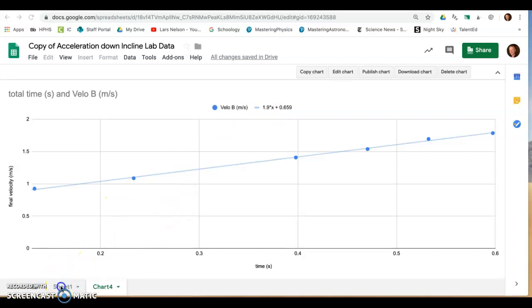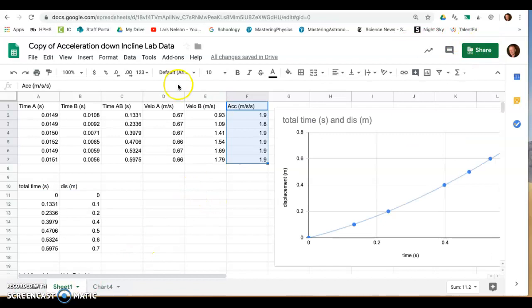Perform the same two graphs for two sets of data. So you should have two sets of data representing two different inclines, and each set of data should have two graphs. Once you've completed those on the spreadsheet, you will submit that.